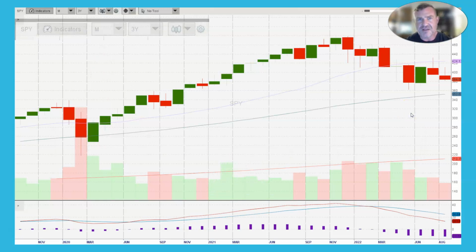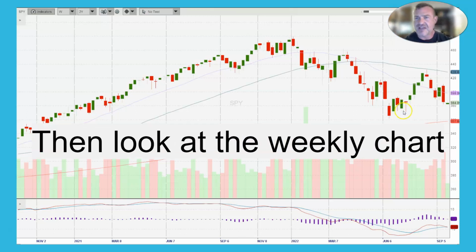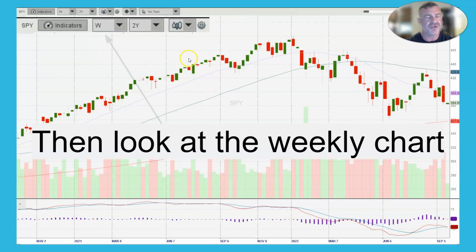Then the next thing that we are going to do is take a look at the weekly chart. It's basically got the same setup, same moving averages, still got that MACD. Where do you find the weekly? Right here. The only thing that you're doing is changing it from monthly to weekly.